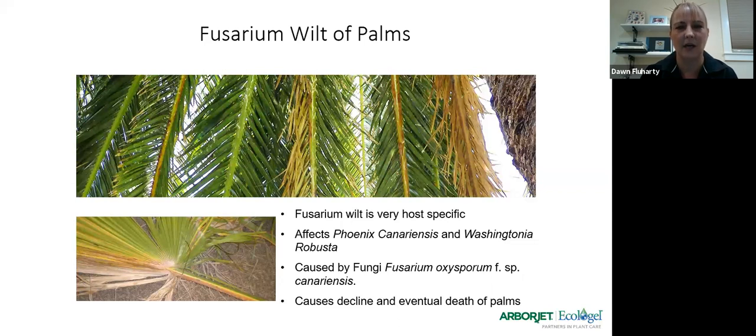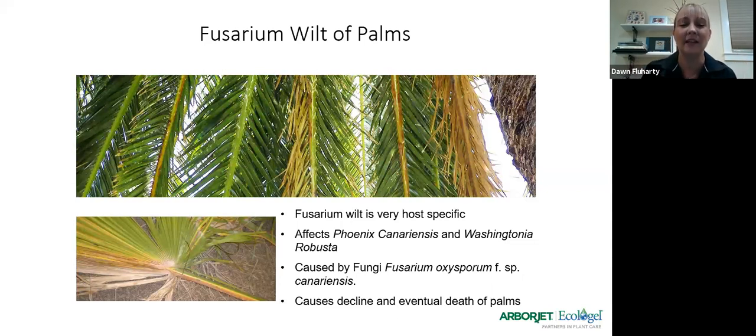We've pretty much got a treatment pattern dialed in for our Canary Island date palms. We can't cure it by any stretch of the imagination, but we can maintain the palm. And that's important when you've got a whole street lined with these and they're all like 30 grand to replace. You just want to maintain them.